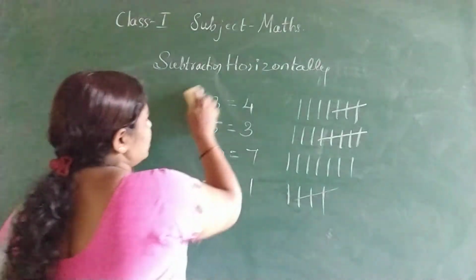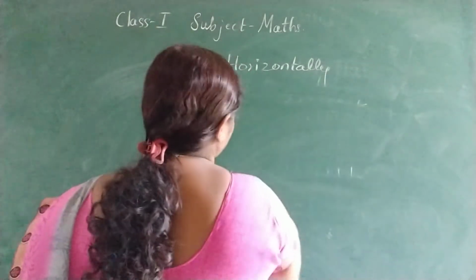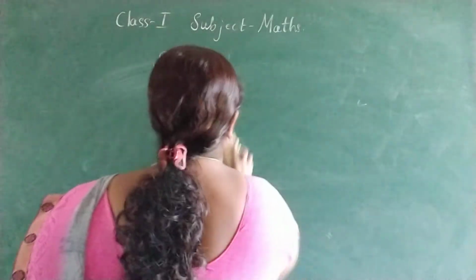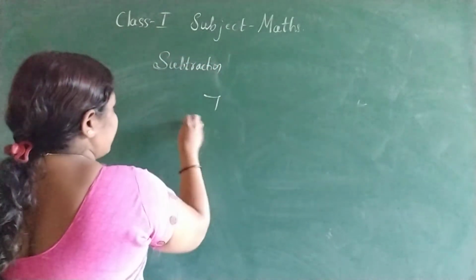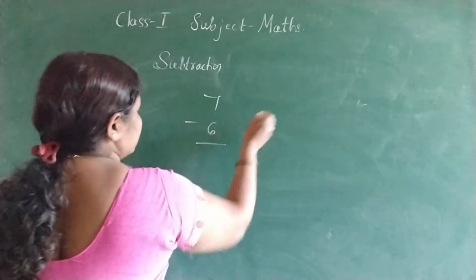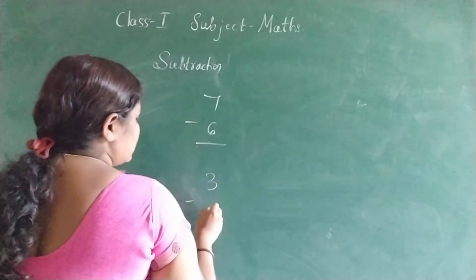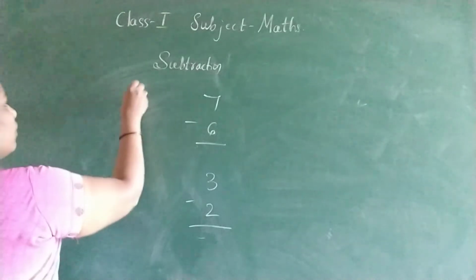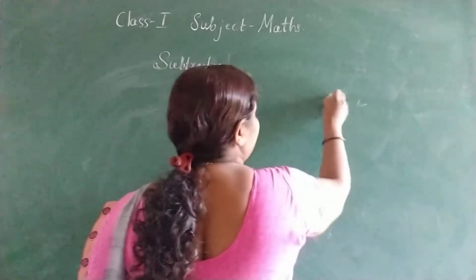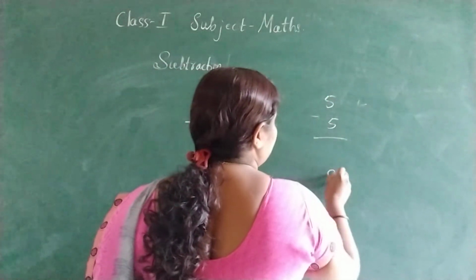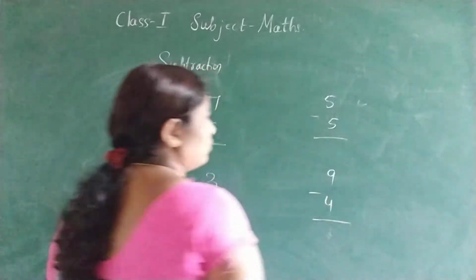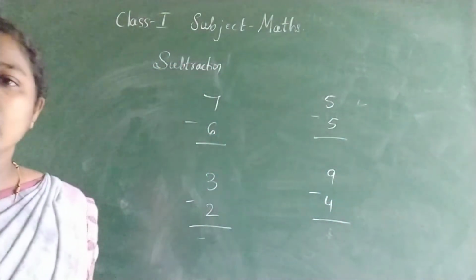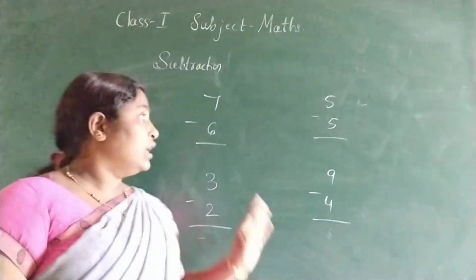Then subtraction vertically. 7 minus 6, 3 minus 2, 5 minus 5, 9 minus 4. Okay, this is subtraction vertically.